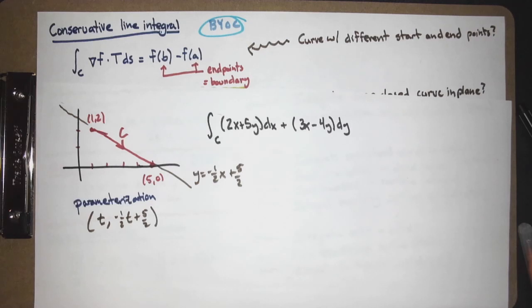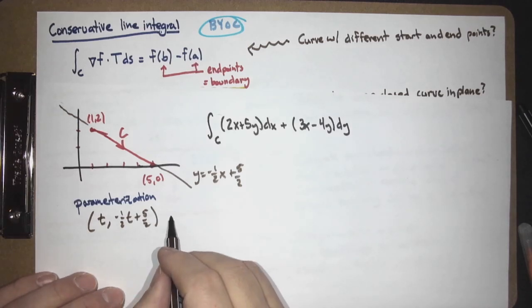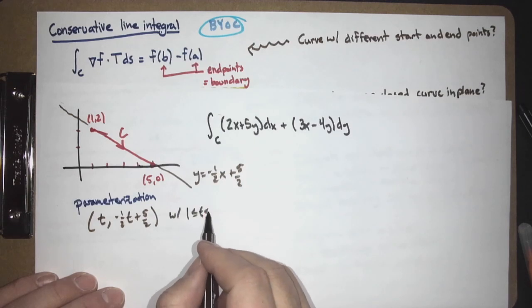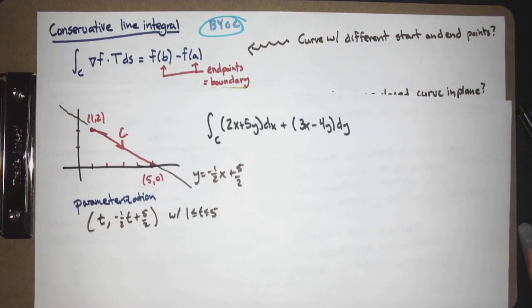We also have to specify where t runs from. Where does t run from? 1 to 5. Okay. Is this our parameterization now? Yeah, it's good. Are there other options? Yes. Do we like this? Yes. Why do we like this? It's simple. Okay, so now can we find this integral?